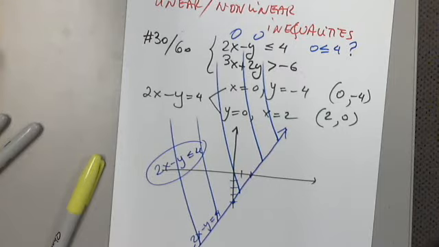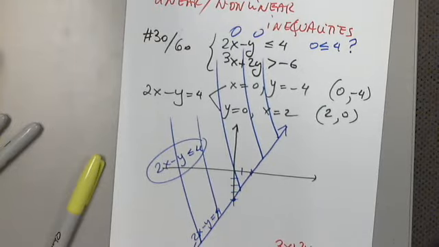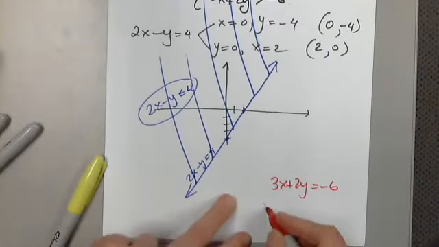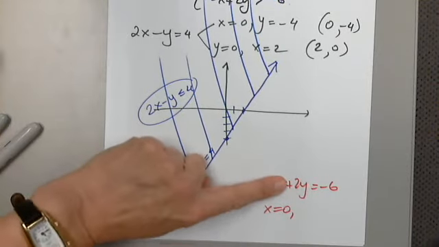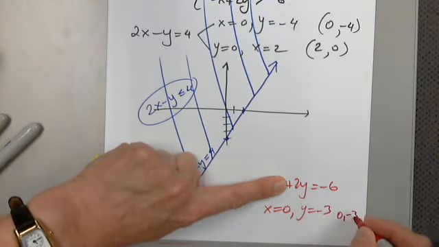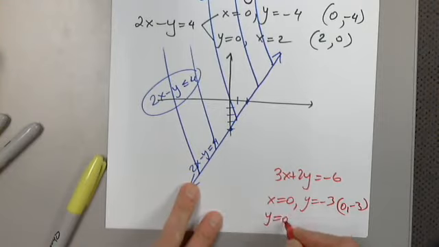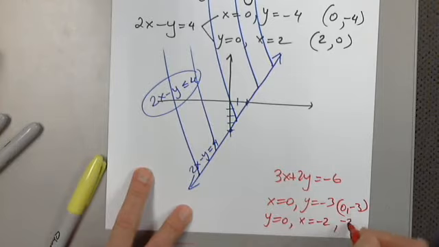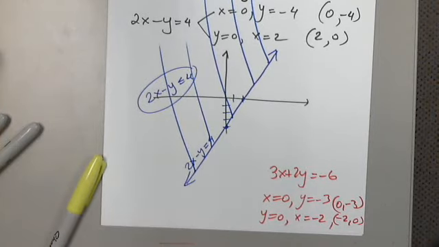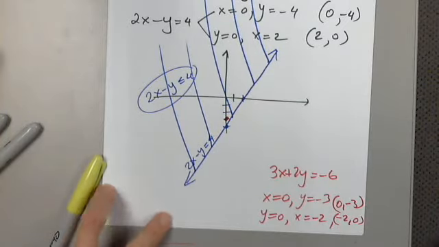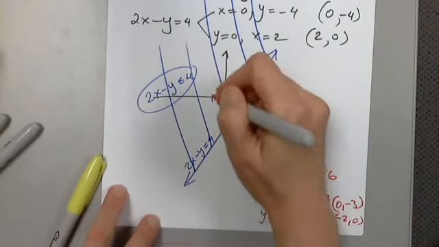I will repeat the same steps for 3x plus 2y equals -6. I need to find two ordered pairs. When x is 0, how much is y? Very good. So 0, -3. And now when y is 0, x equals -2. So -2, 0. I'm going to plot these, 0, -3, and -2, 0. I will stop.